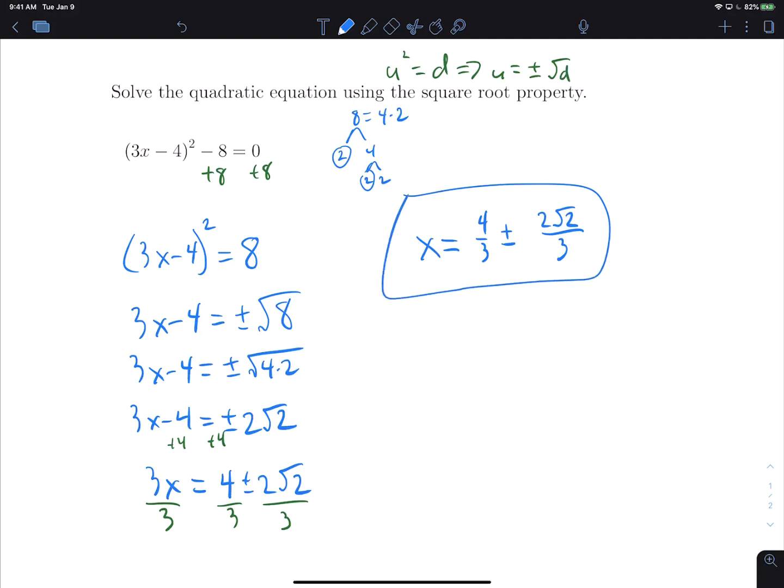There is your solution. Now, notice that this is the first time where we're getting, is that the first time? Okay, this is not the first time that we get an irrational number, but this is the first time we've gotten something that looks like this.